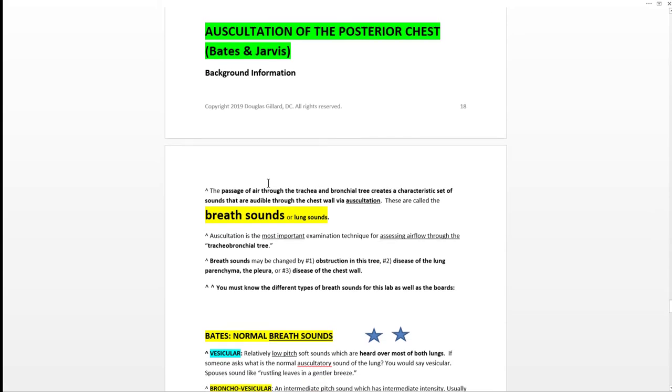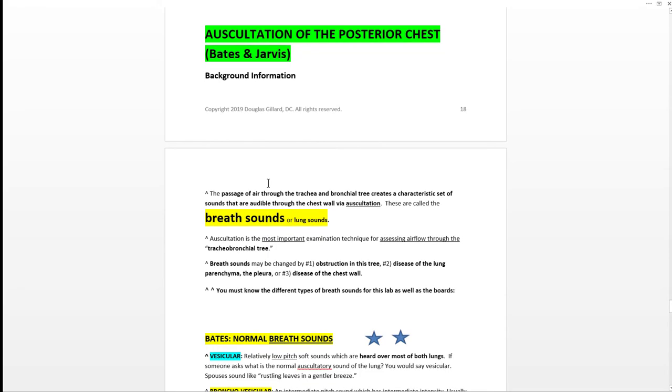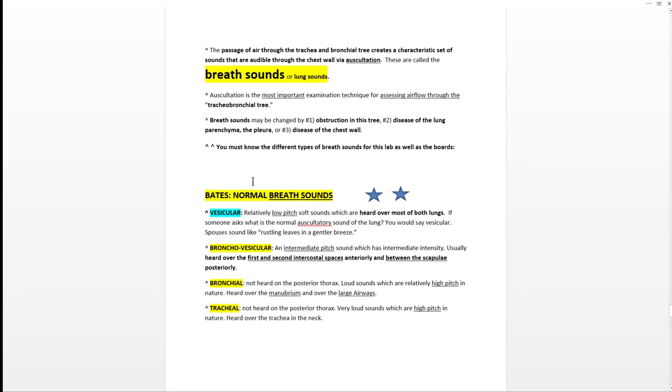Now, auscultation. We're going to be using the diaphragm to auscultate, and we have to know the breath sounds first. The breath sounds are caused by the air flowing through the tracheobronchial tree, and it makes specific sounds. In fact, there are 4 sounds that they say you can hear. I think you can hear vesicular sounds and tracheal sounds, and that's about it. I think you have to have very high-powered stethoscopes. But nevertheless, you have to know these.